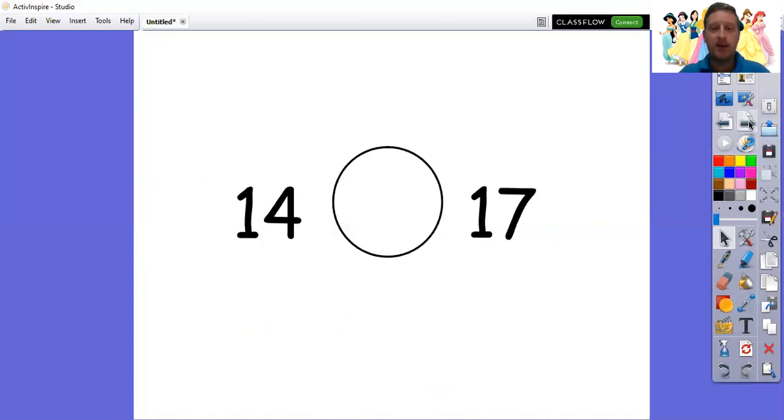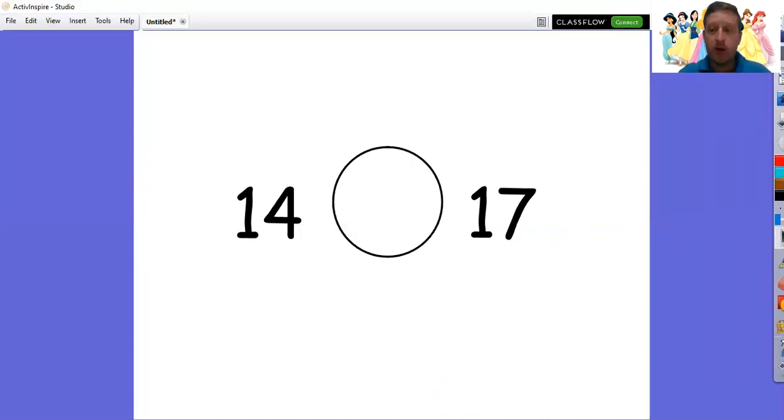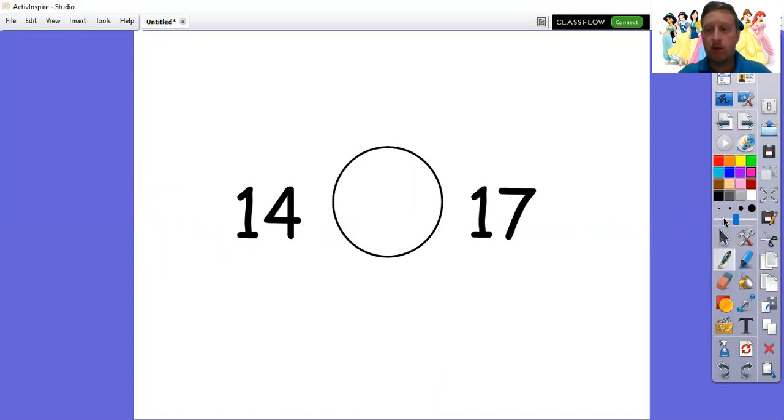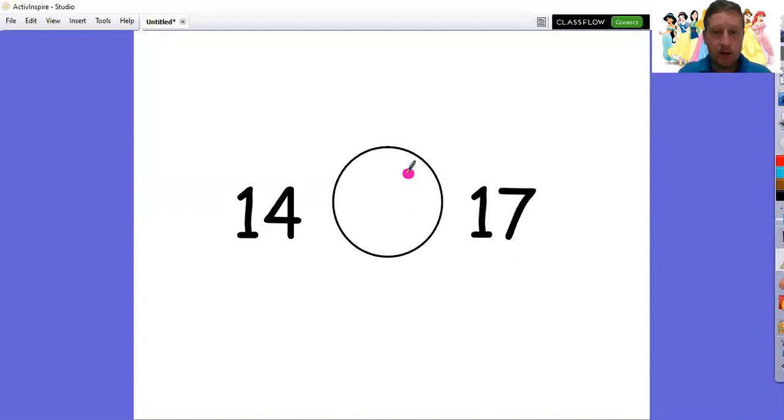Okay, now let's take a look at some of them where you would have to draw the crocodile's mouth by yourself. So remember, the crocodile will always eat the biggest number. So we have to make sure the mouth is open to the biggest number. So we will draw our sign in like this. Okay, now the crocodile has just eaten the biggest number. So we will say 14 is less than 17. 14 is less than 17.